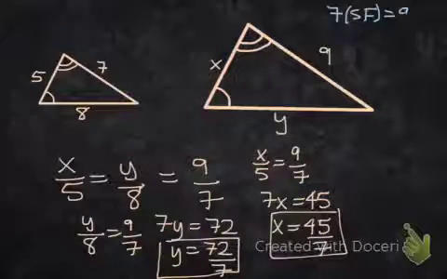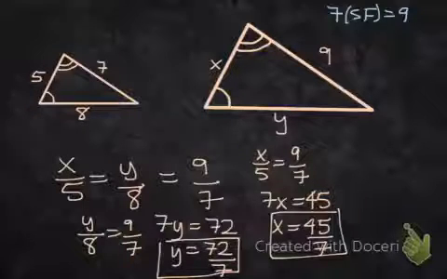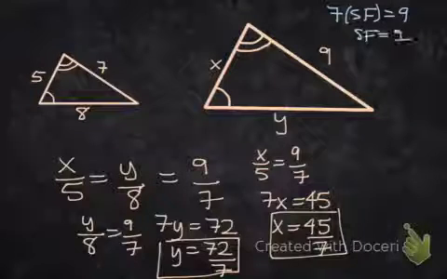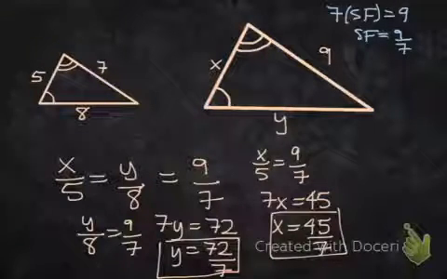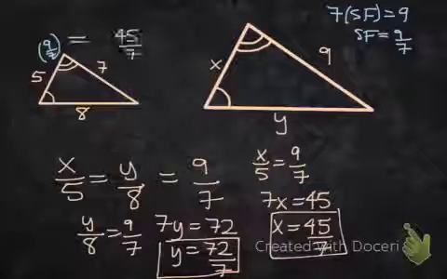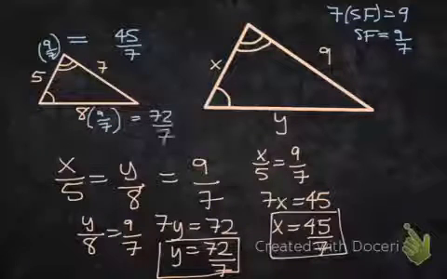Now we have been solving these problems using scale factor, and you can still solve these problems using scale factor. Just a reminder, the scale factor from the little triangle to the big triangle: 7 times the scale factor equals 9. So you would multiply everything by 9/7 in order to go from the small triangle to the big triangle. So the scale factor is 9/7. So 5 times 9/7 gives us 45/7, and 8 times 9/7 gives us 72/7, which matches what we got originally.